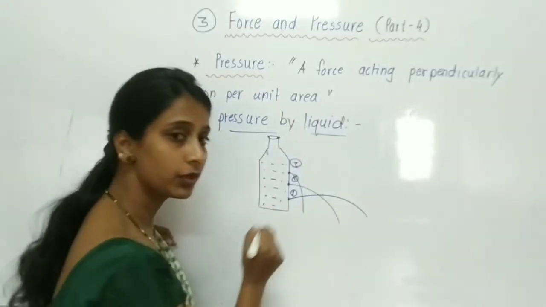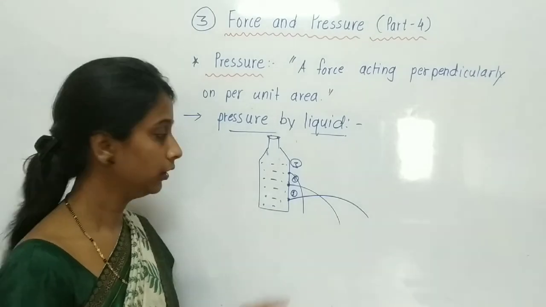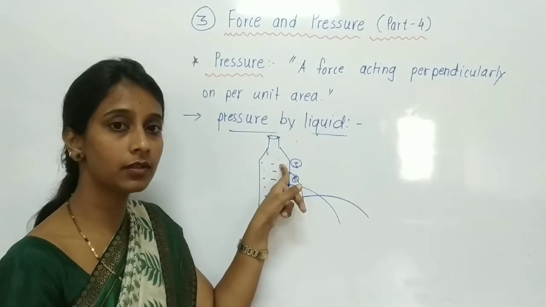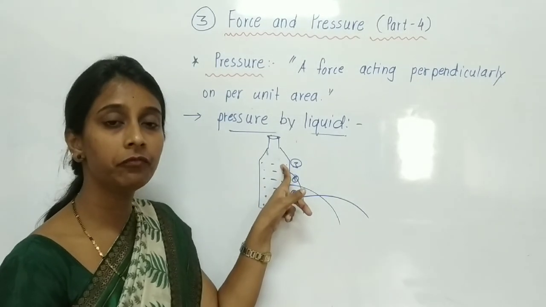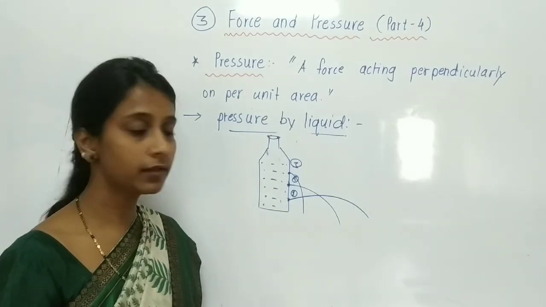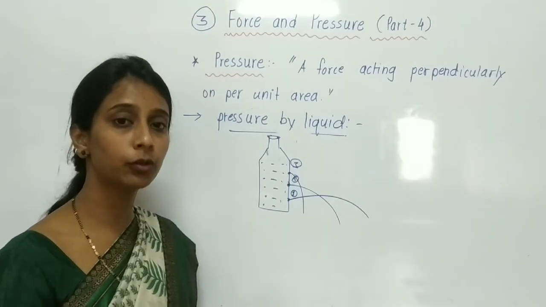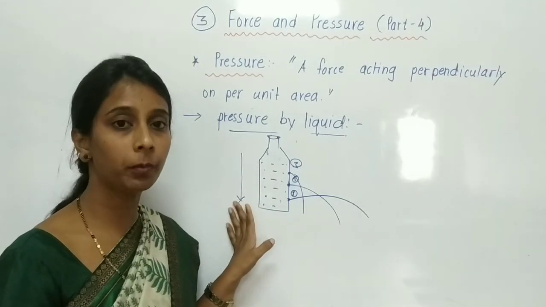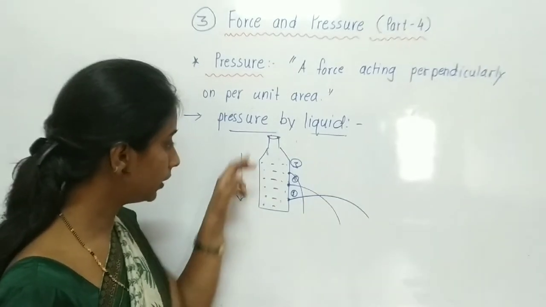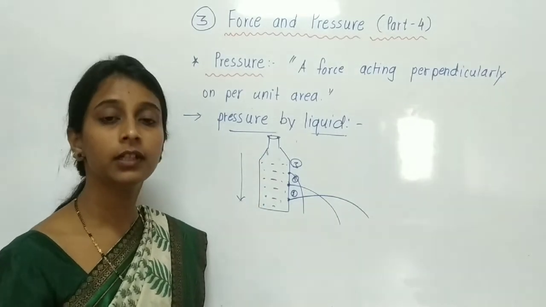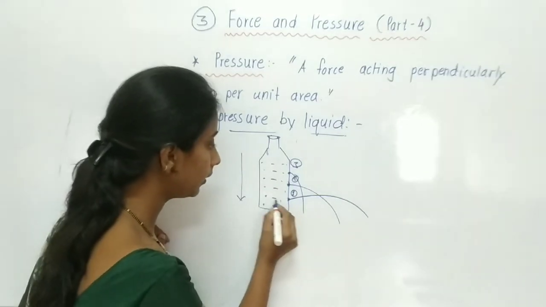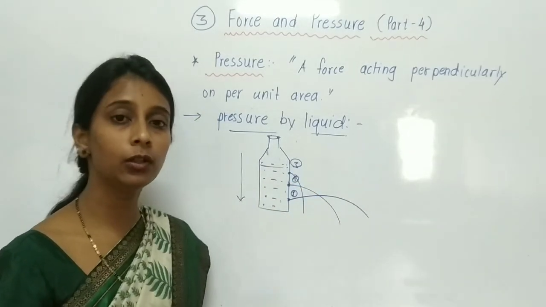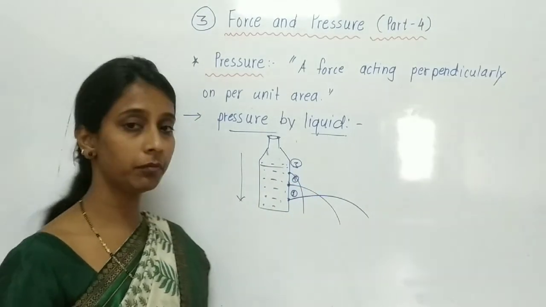Here a large pressure is created at hole 1, and at hole number 3, which is at more height, very little pressure is created. That experiment concludes that as we go deep into the liquid, the pressure of the liquid increases. As we go to the depth of the liquid, the pressure increases. Here high pressure is created, and near the surface of the water, low pressure is created. So this is about that activity.